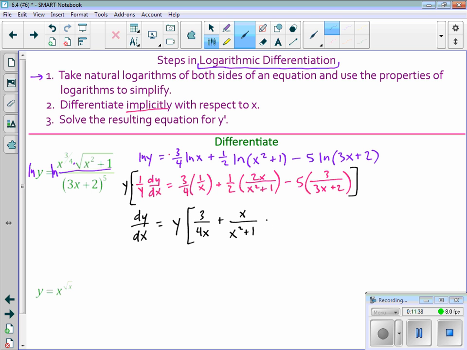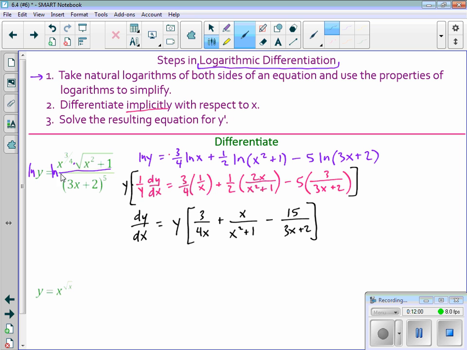And then minus 15 over 3x plus 2. We don't go crazy about simplifying this more because your book doesn't. The only other thing that you need to do is you don't want to have a y here. We're going to put this into its spot. So it's easy to do. It just looks real complex.